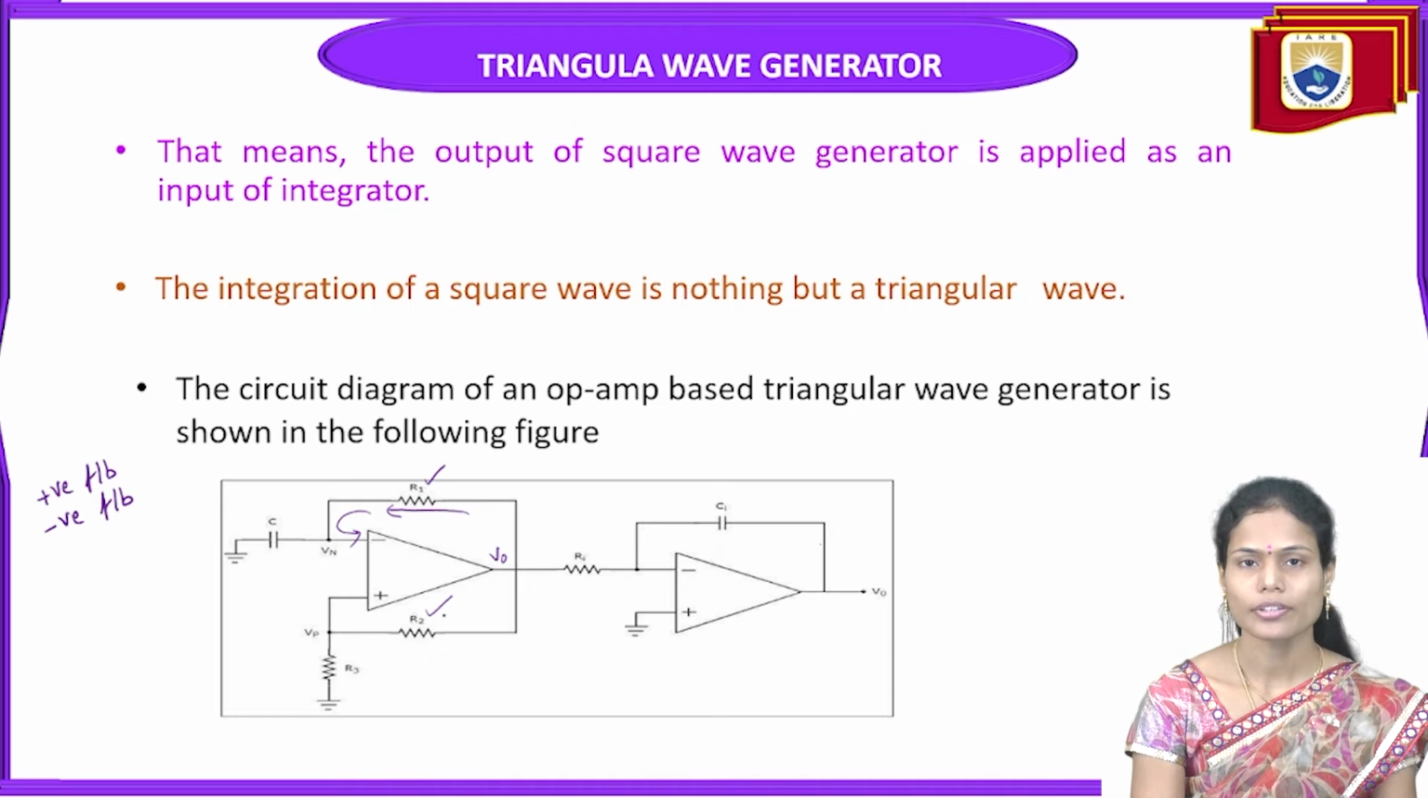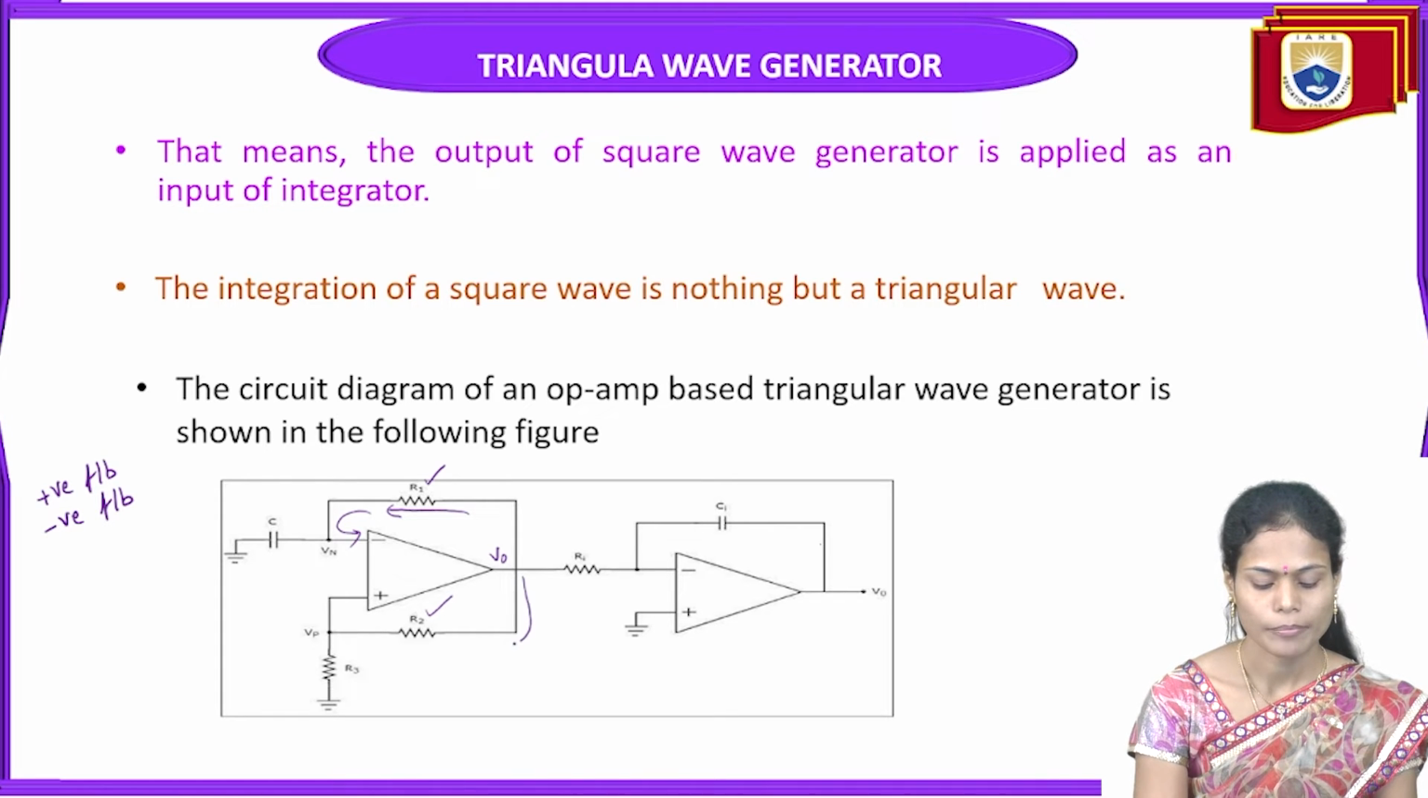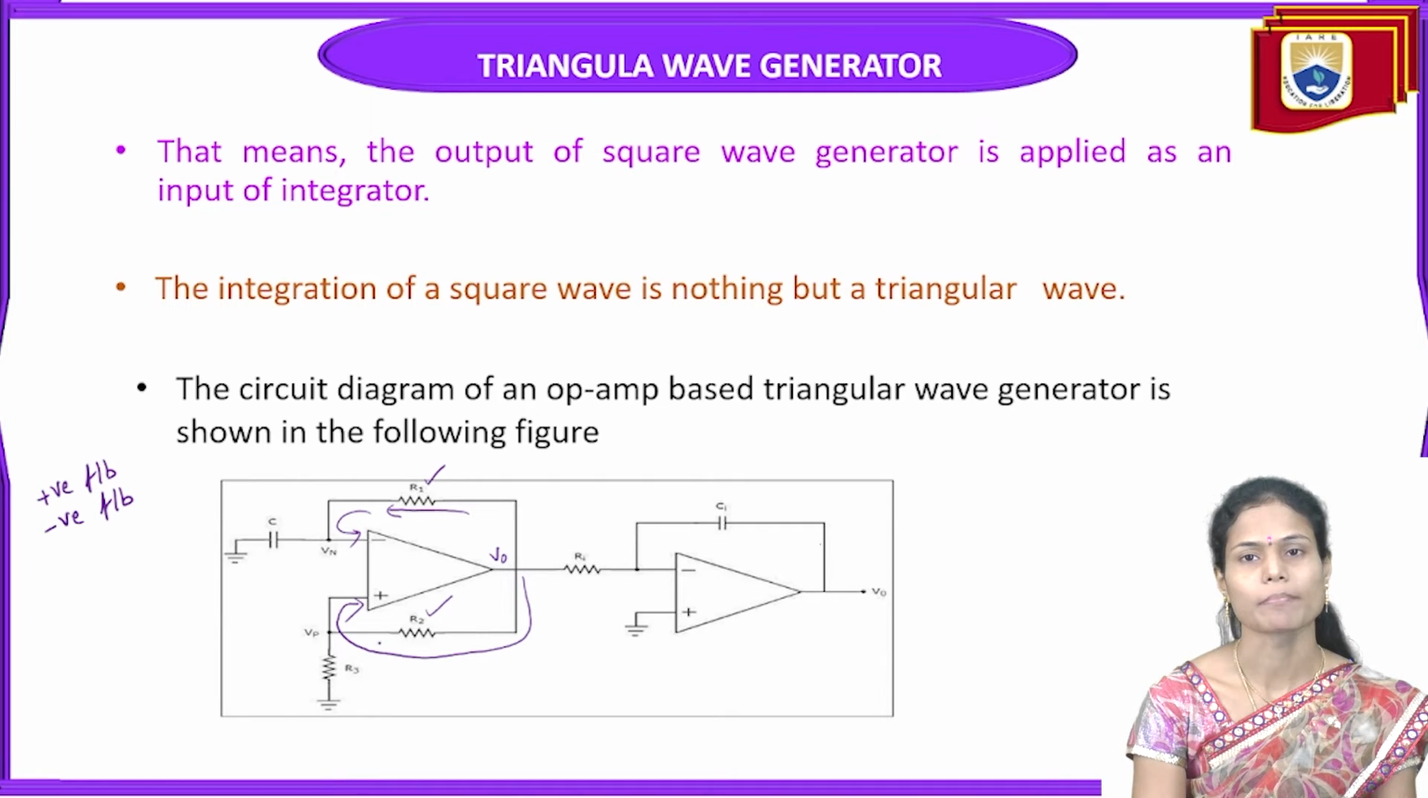So this R2 resistance is also taking some part of the output signal and connecting it back to the non-inverting terminal of the operational amplifier. That is, R2 provides the positive feedback to the circuit. So R1 is for negative feedback and R2 for positive feedback.